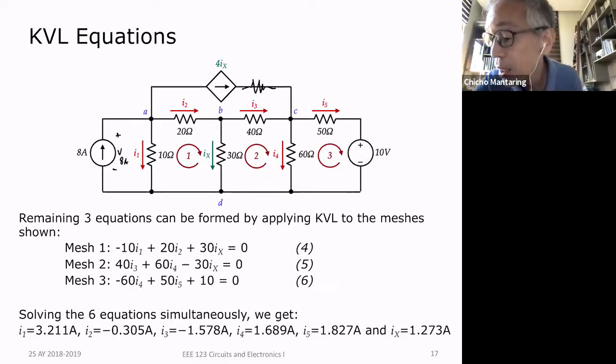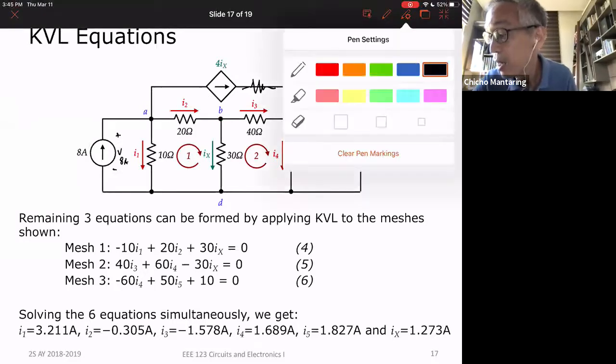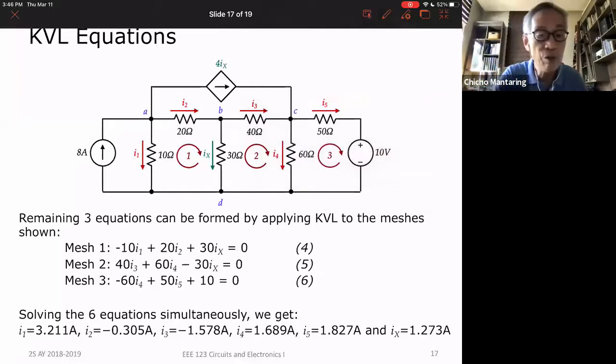For example, this is not an essential branch, itong dalawang resistors na to. While it connects A and C, which are both essential nodes, it is passing through B, which is also an essential node. So this is not an essential branch. I don't know if I was able to answer your question. Okay.